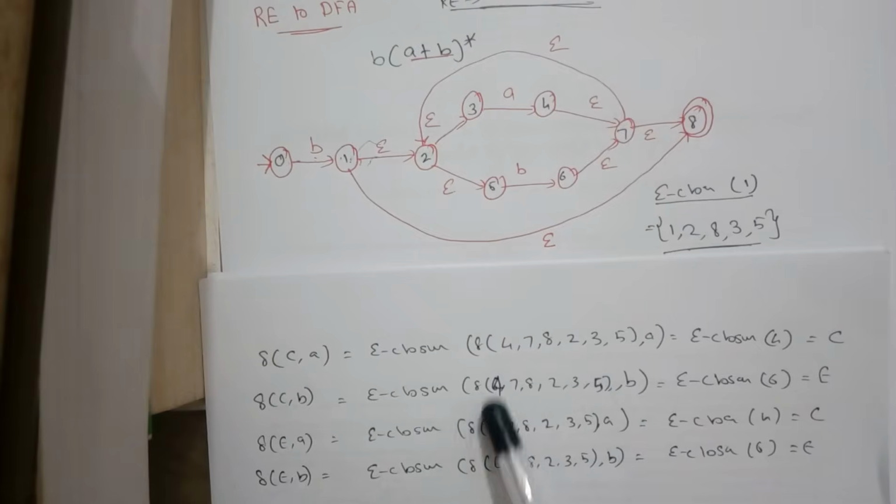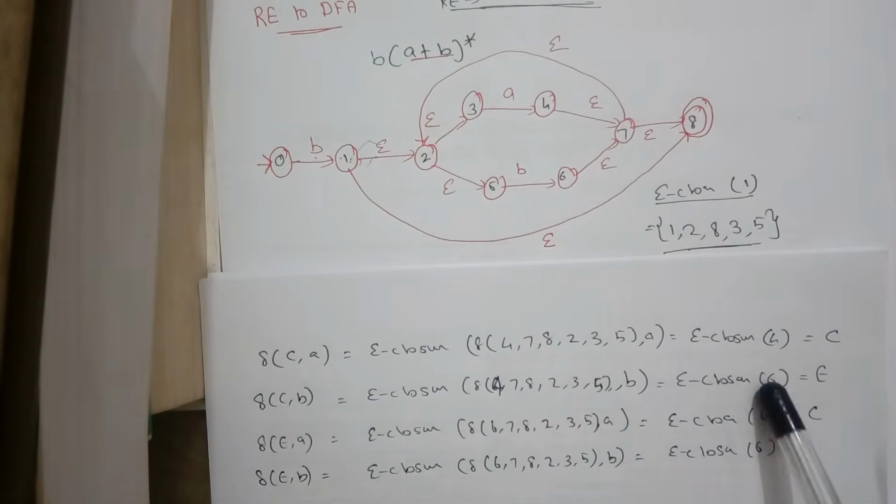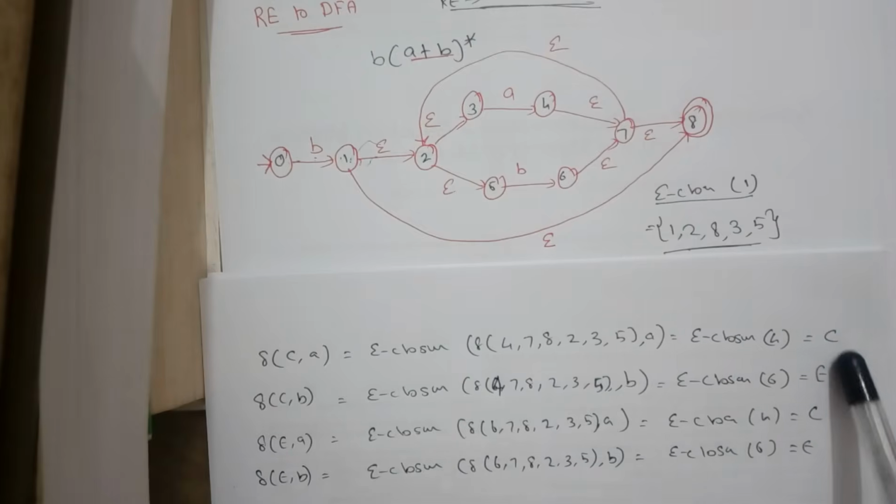The remaining transitions are taken as null. 4 on B, there is no transition, 7 on B, no transition, 8 on B, also no transition. So all this set on input B has no transition, only we have this 5 on B as the input, which has a transition to 6. So epsilon closure of 6, we have already found as a subset and we have given the name E. And similarly we have to repeat for E on A and E on B. So finally we have found all the transitions.